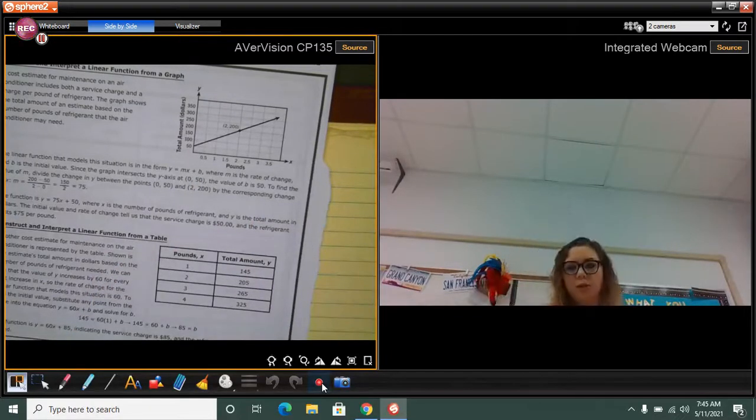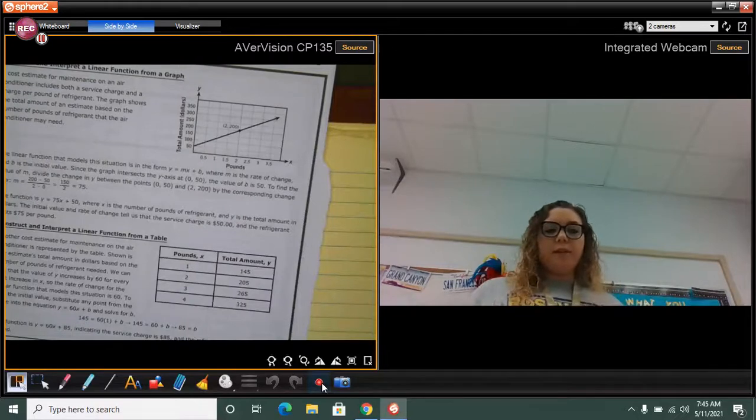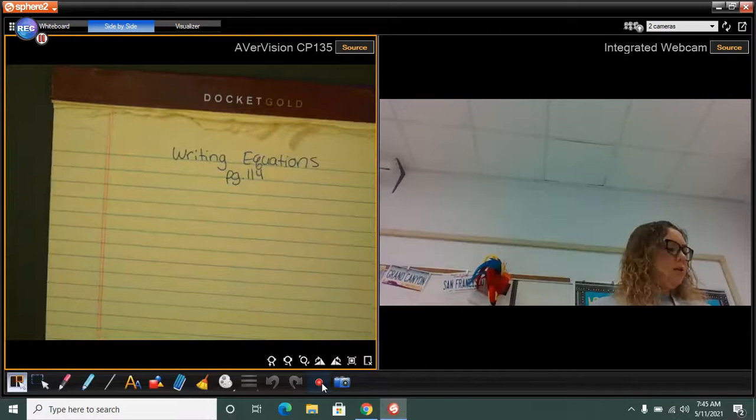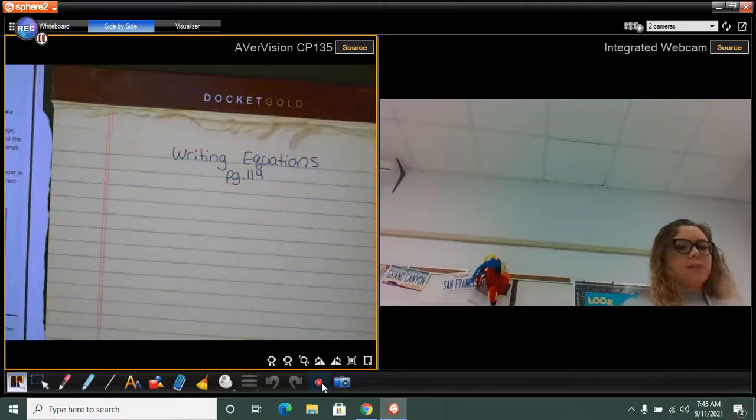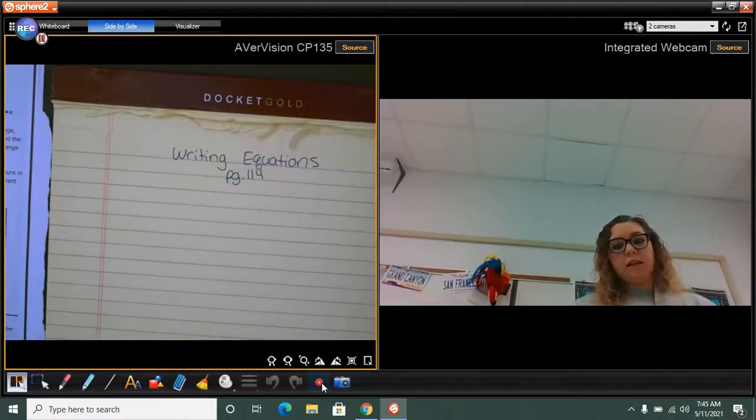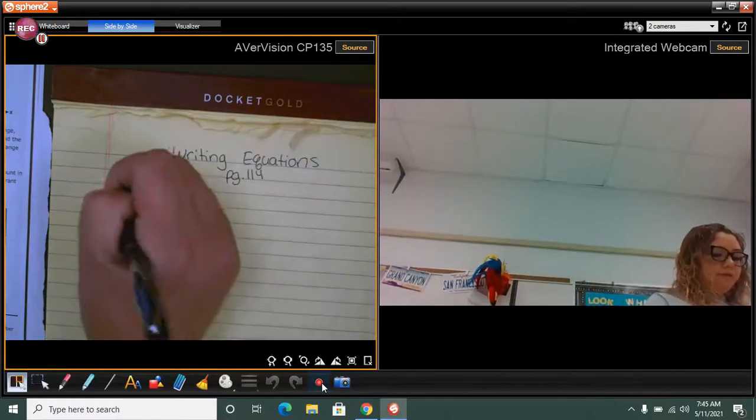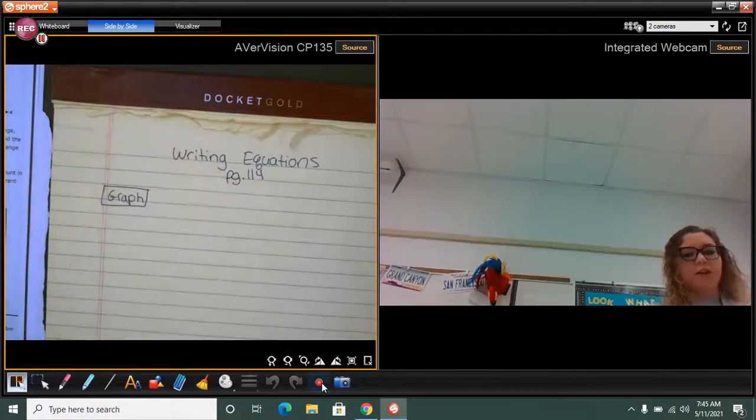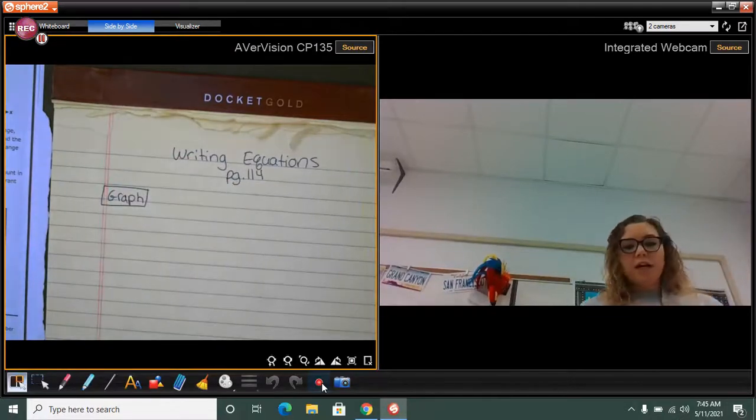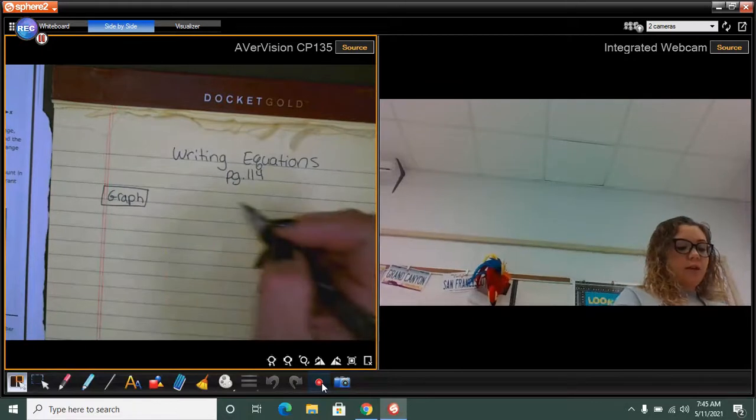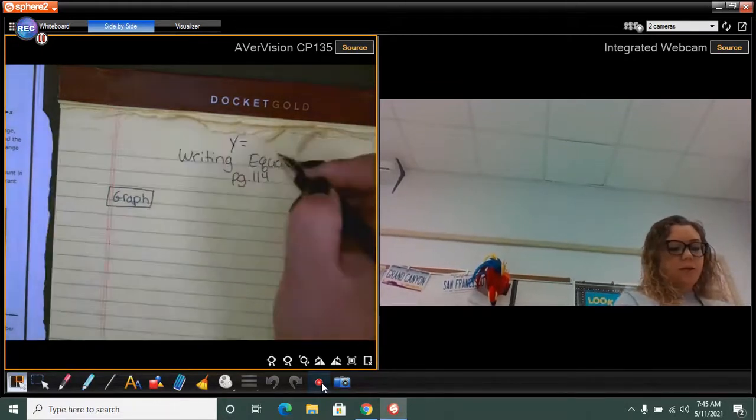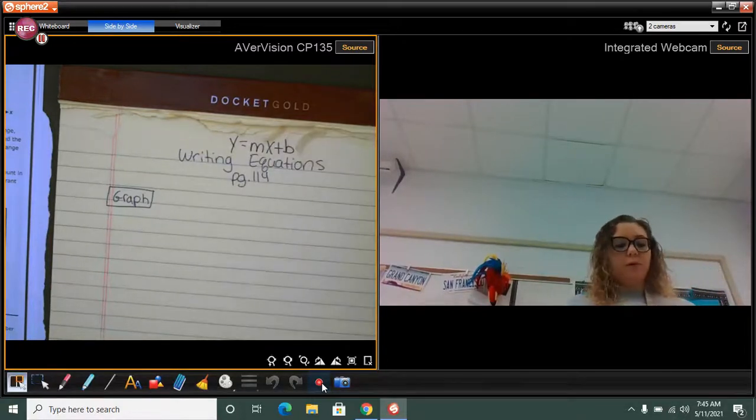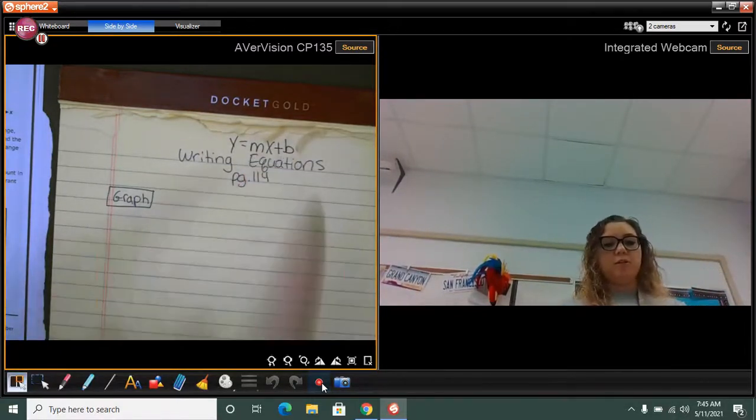Now this should be a review. However, if it is not, then I would pay really close attention. Okay, so writing equations. Sometimes we're given different things. Sometimes we're given a graph, and they want us to find the equation to this graph. Now we know a linear equation is what? y = mx + b, where m is your slope, b is your y-intercept.